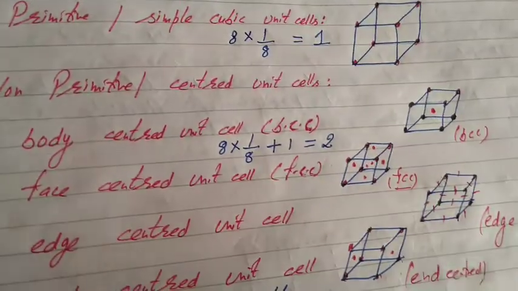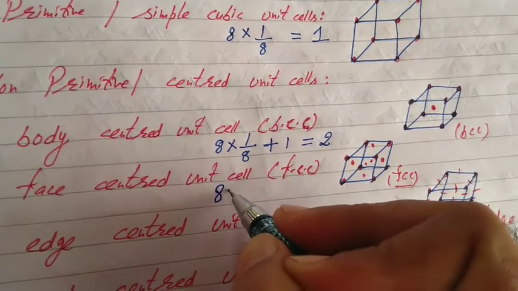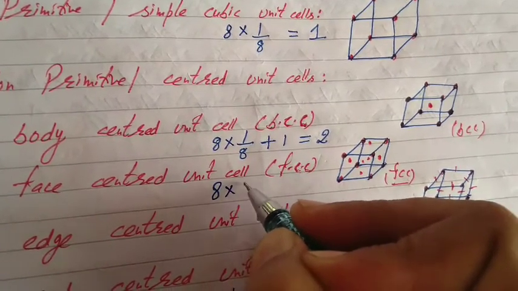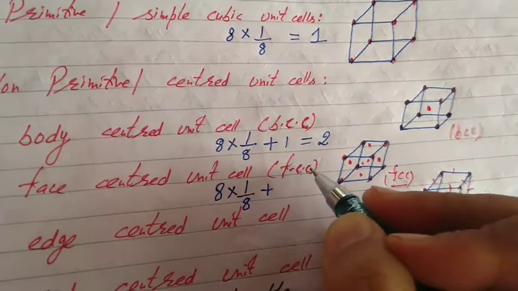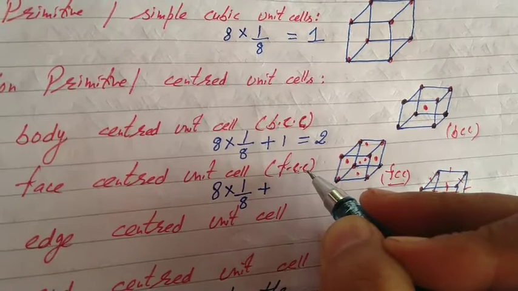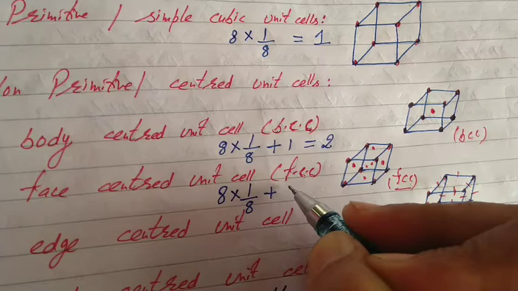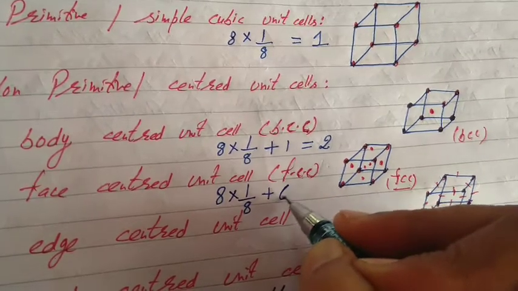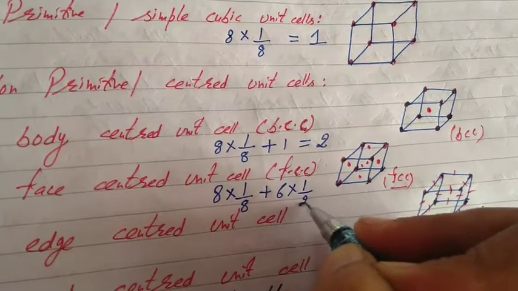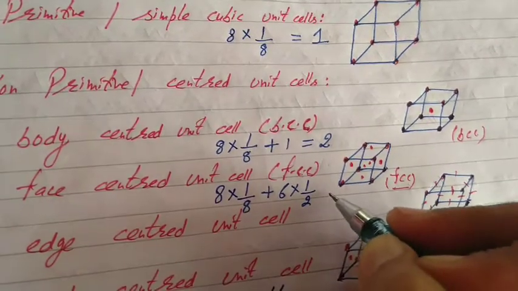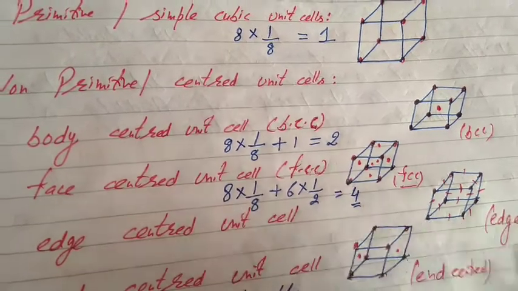FCC, containing particles at corners. Total 8 corners. Contribution per unit cell in space lattice at corner is 1 by 8. Plus, it is non-primitive, containing particles at corners plus 1 at the center of each face. Students, how many faces are in a unit cell? 6. Contribution per unit cell in space lattice at face is 1 by 2. Our answer is 1 plus 3, that is 4. Particles per unit cell in FCC, 4.